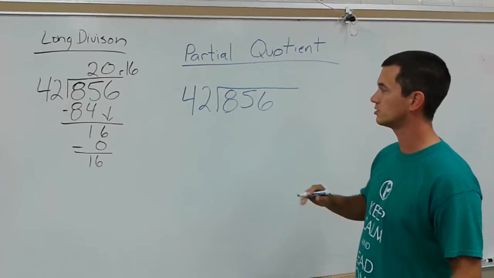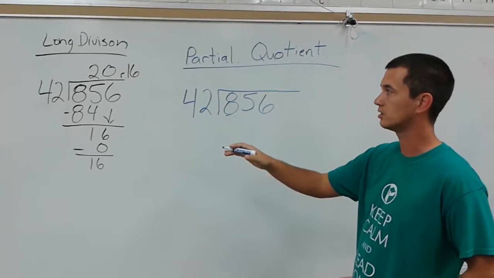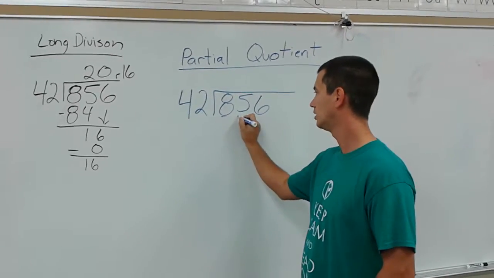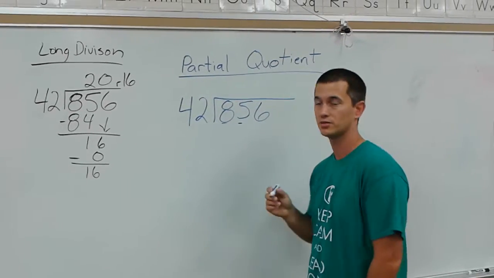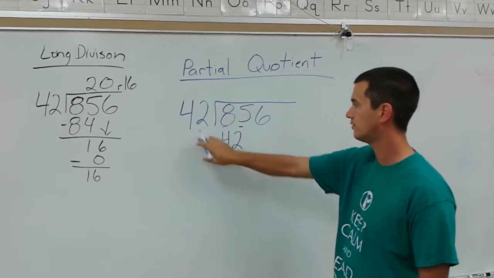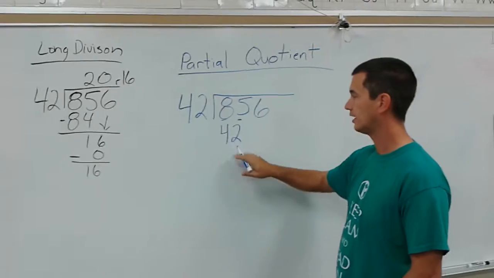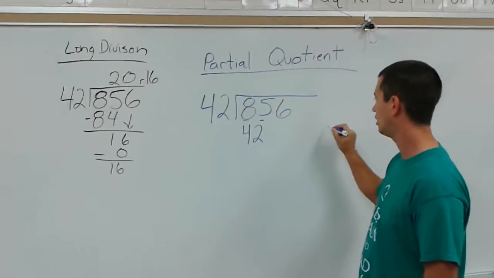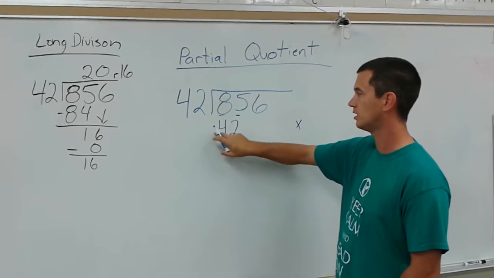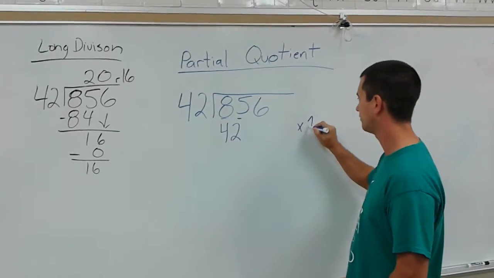So what we're going to do is the same thing we would start with in long division. They're going to say, can 42 go into 8? They're going to say no. Can 42 go into 85? They'll say yes, and they'll put a 42 right here, because that's the divisor. Now, this is where it's going to change a little bit. Off to the side, we're going to put a multiplied, because to get 42 down here, we multiplied by 1.